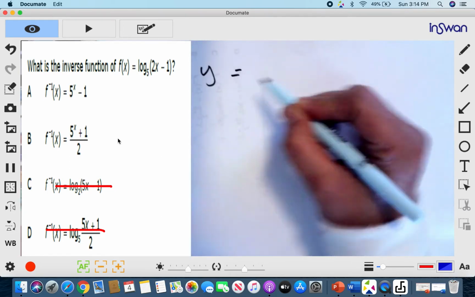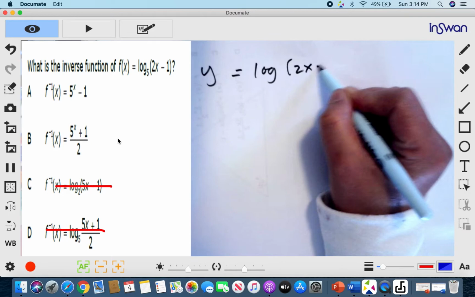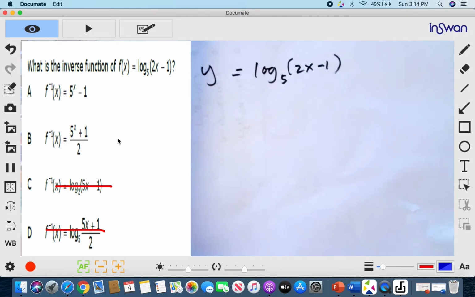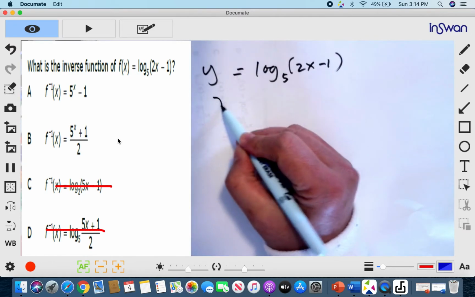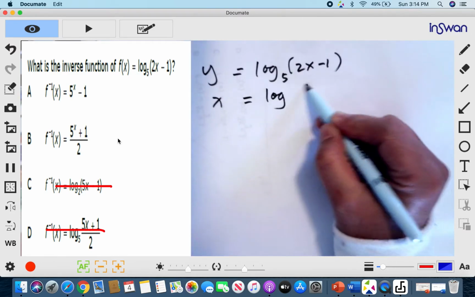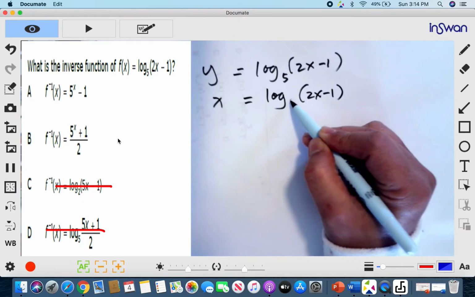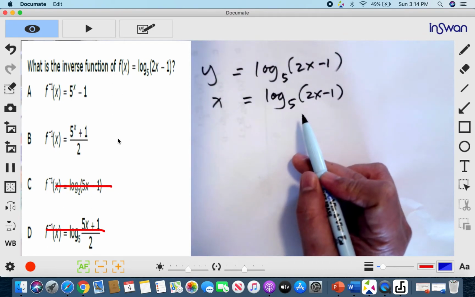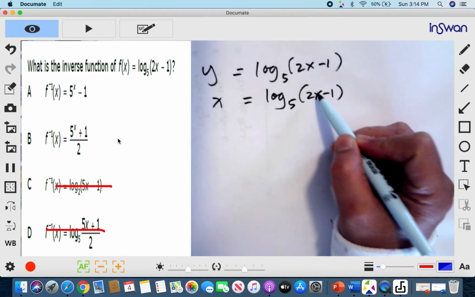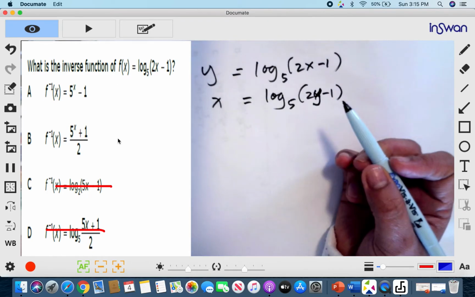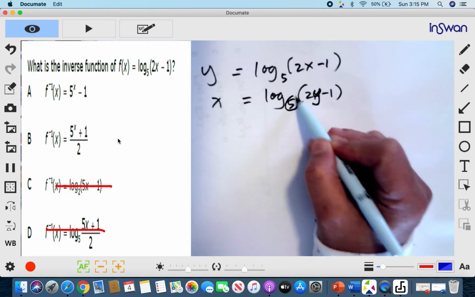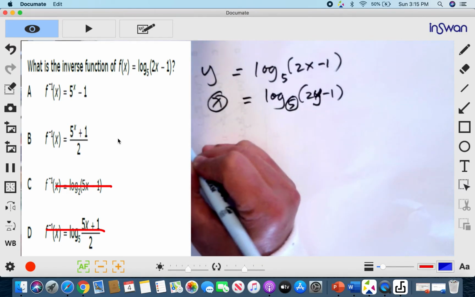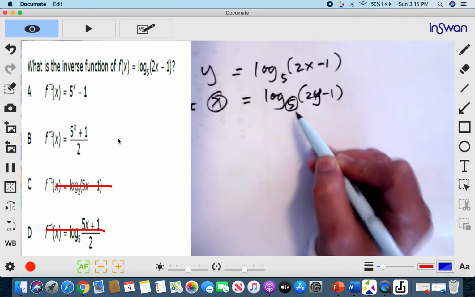So y equals the logarithm of 2x minus 1 base 5. Then, of course, after that, we need to switch our x and y. So x equals log of 2y minus 1 base 5. Okay? And because the inverse of a logarithm is exponential, we can express this into an exponential function. We just have to know that our base is 5 and our exponent is x. So this is our exponent, this is our base.